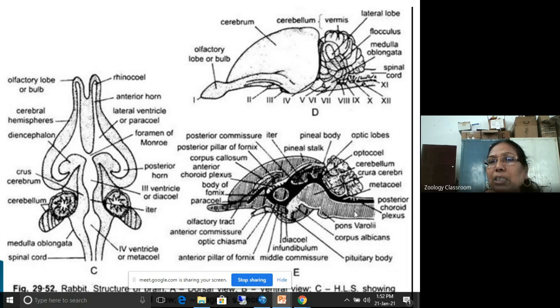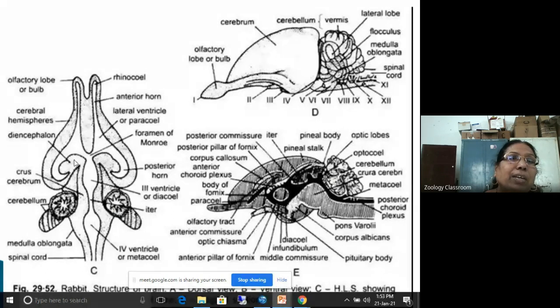Only mammals have the pons varolii, this nervous tissue band, and also the corpus albicans. So these are the cavities of the brain: the olfactory lobe cavity, rhinocoel, and the lateral ventricle. These are the cavity of the cerebral hemisphere.